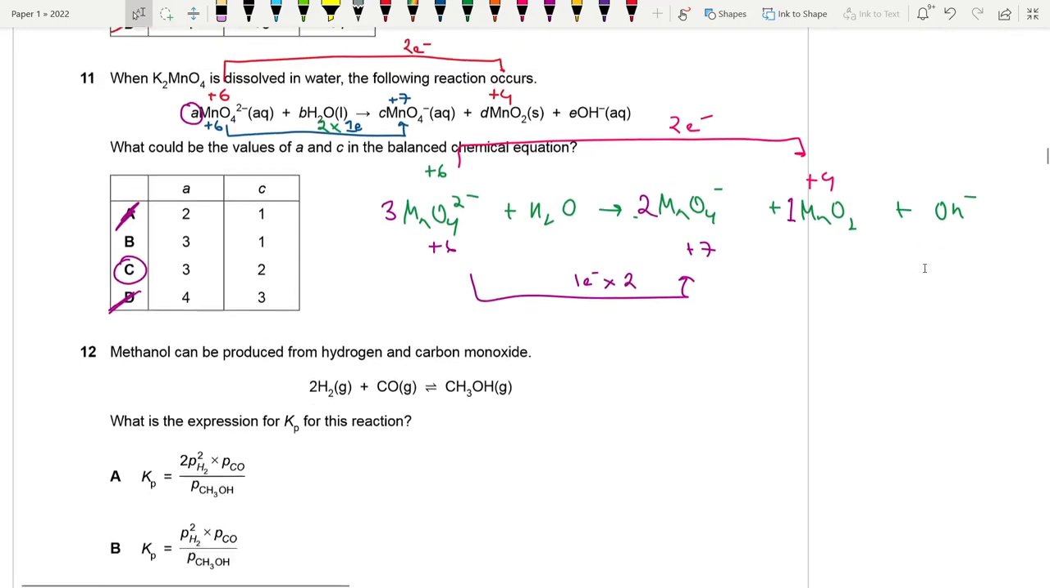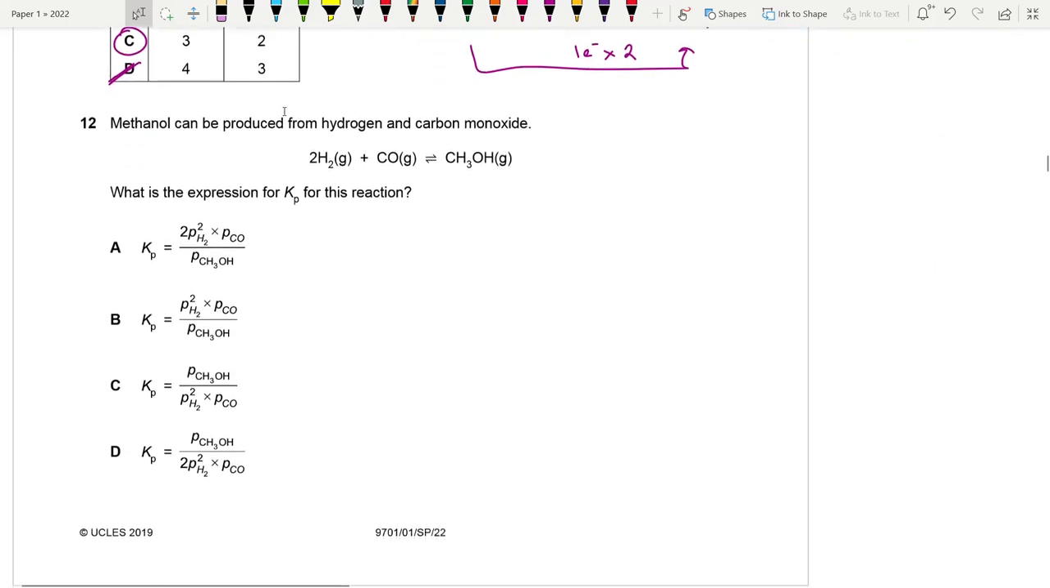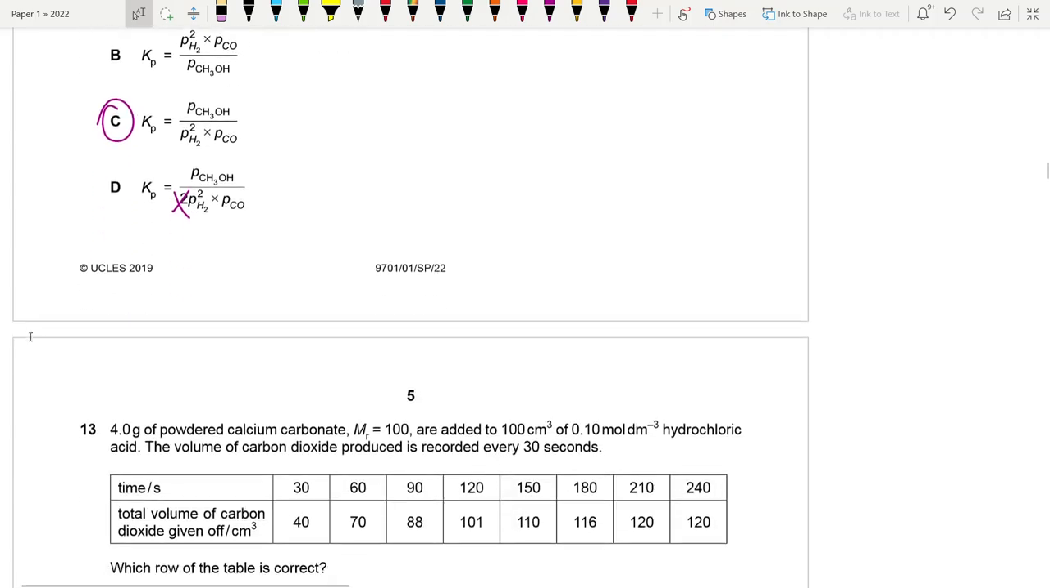13. Actually 12. Now 12. Methanol can be produced from hydrogen and carbon dioxide. What is an expression for Kp? So Kp is, remember, partial pressure of product over partial pressure of reactants. So partial pressure of methanol above and partial pressure of hydrogen squared multiplied by the partial pressure of carbon dioxide below. Do you see the issue in D? There's an extra 2. We don't need this 2. This is wrong. So the answer is C. And A and B have been inverted.